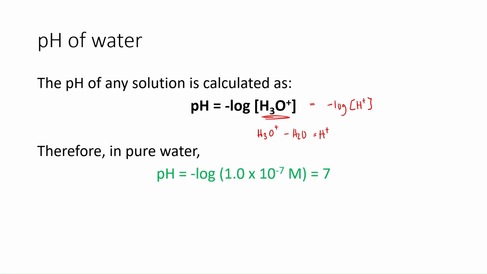So in pure water, if we wanted to calculate the pH, we already know that the concentration of hydronium ions in water is 1 × 10⁻⁷ molar. So if you wanted to figure out the pH of water, we would take the -log of 1 × 10⁻⁷ molar, and we would get exactly 7.